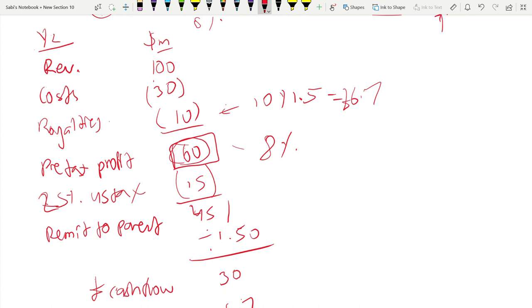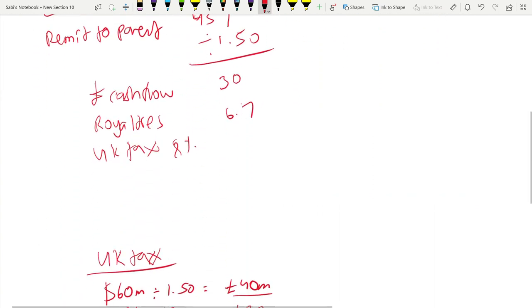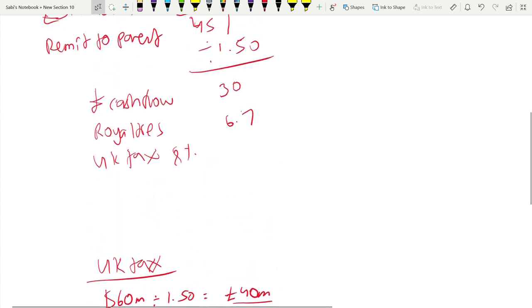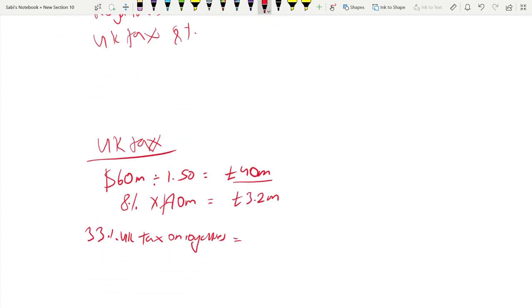For example, the royalty that you are receiving from the US subsidiary, in the UK you have to pay 33%. That is the UK tax. There, the 8% will not apply. It is only for the profit. So 33% UK tax on royalty. What is the royalty? We have just calculated it, which is 6.7 here. On that 6.7, take 33%, which will be 2.2 million.